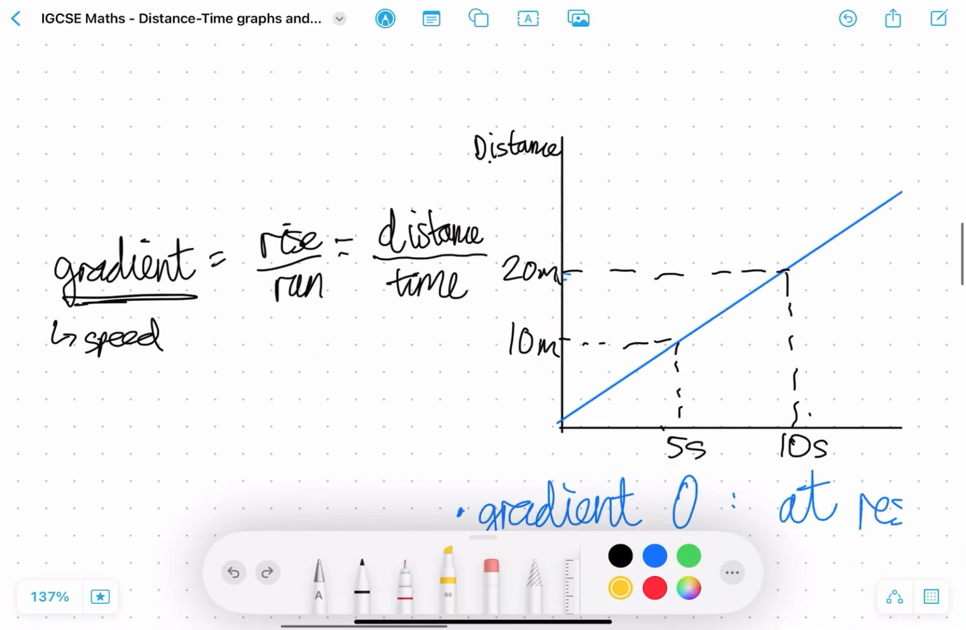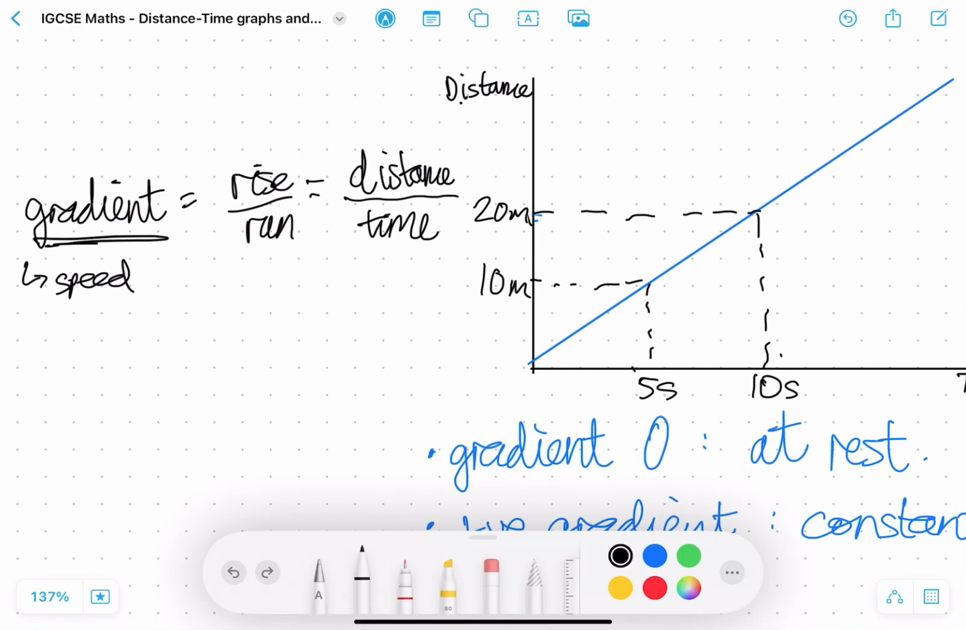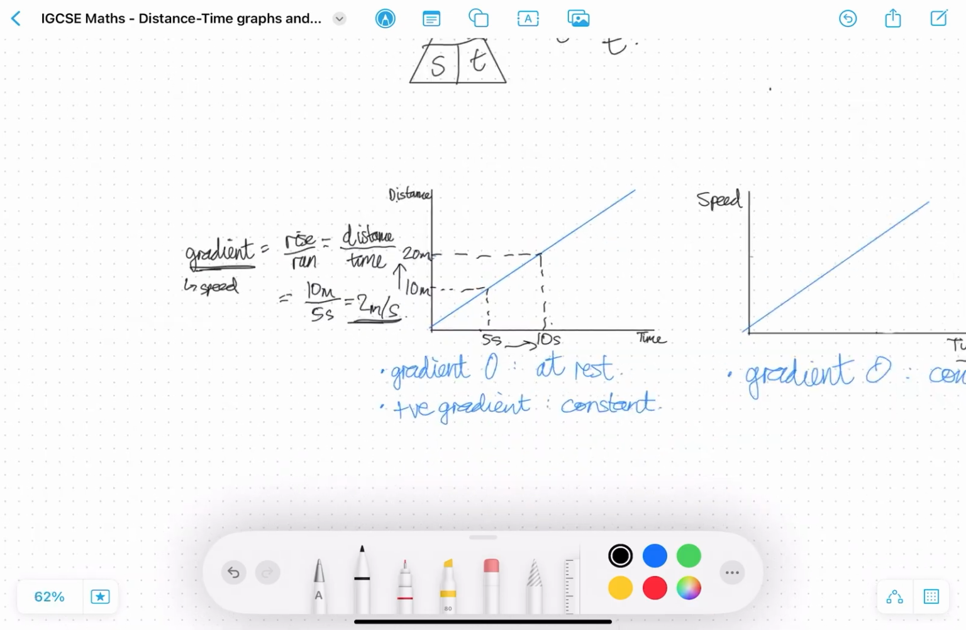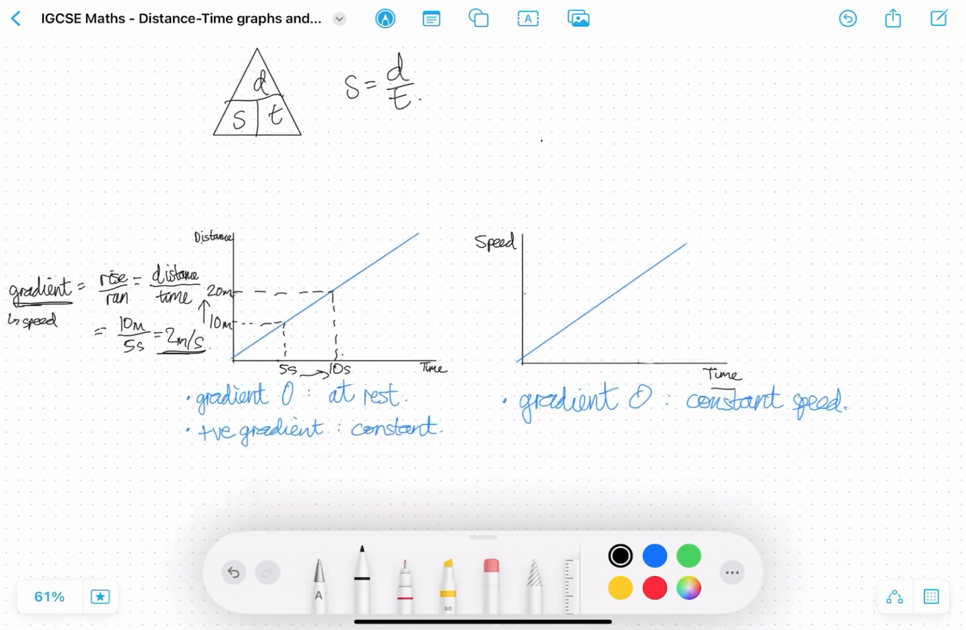So therefore, for this particular case, it would be change in y value over change in x value. The change in y is 10 meters because 20 minus 10 is 10. And the change in time is 10 seconds minus 5 seconds, which is 5 seconds. So in this case, the object is traveling at 2 meters per second. And in that way, you can use the gradient to calculate the speed.